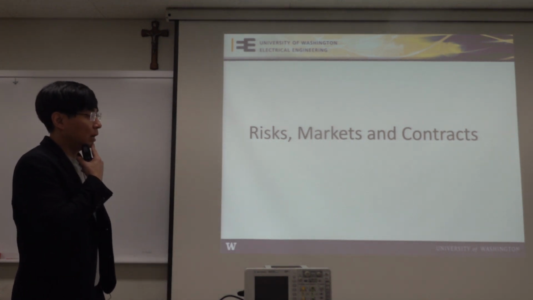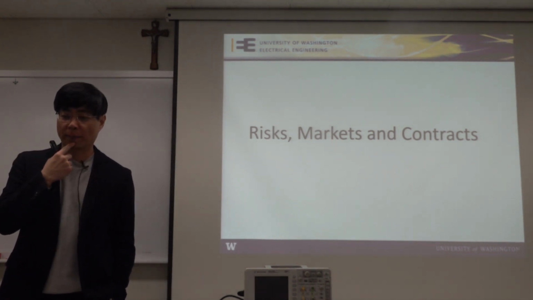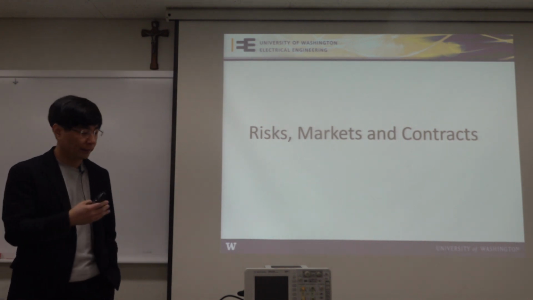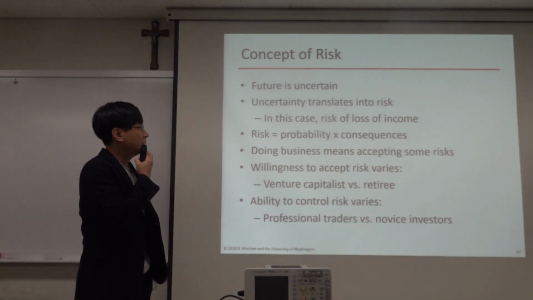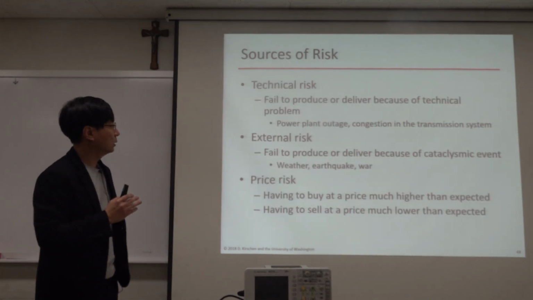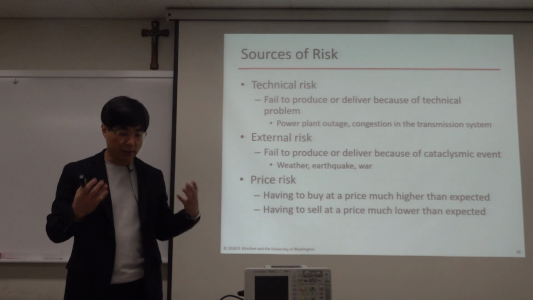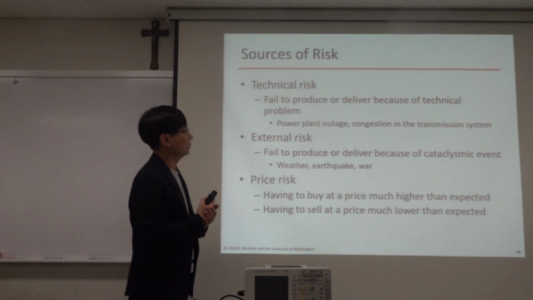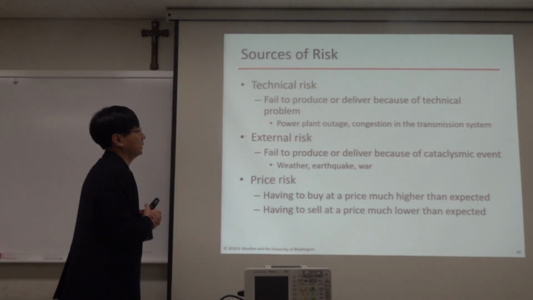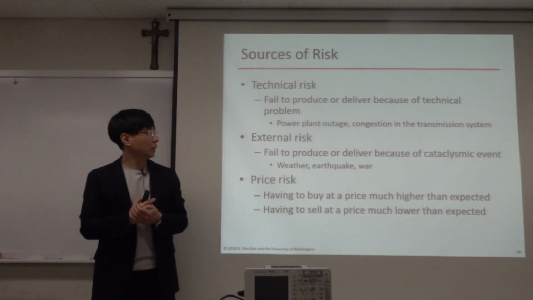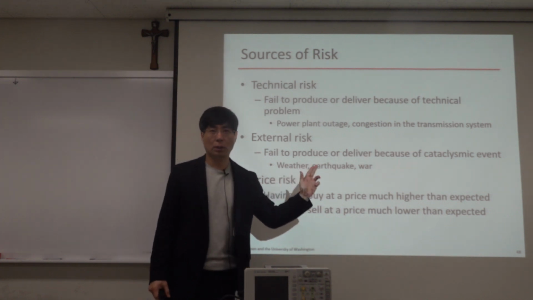And today's topic is how can we reduce risk in the market. We talked about there are several risks, because the future is uncertain. So we have technical risk, external risk, and price risk. Technical risk comes from the system perspective, technology, power system. The power plant can break down or congestion happens in the transmission system. External risk is about something that we cannot control, something like extremely bad weather, earthquake, or war.